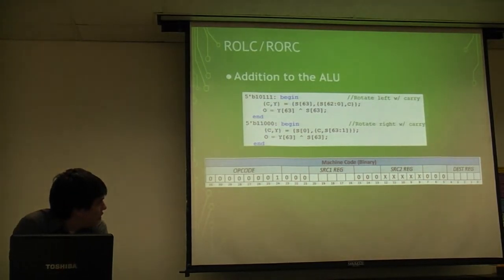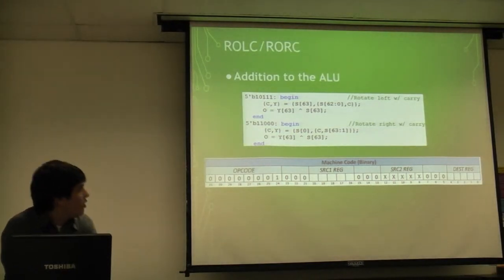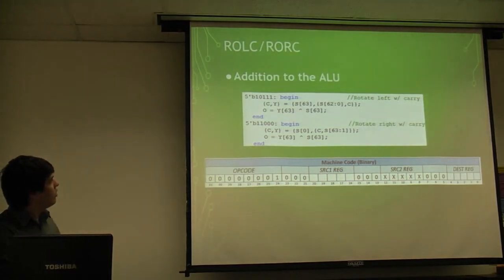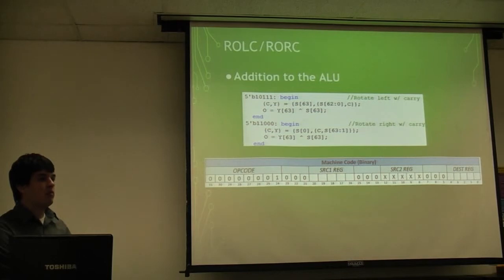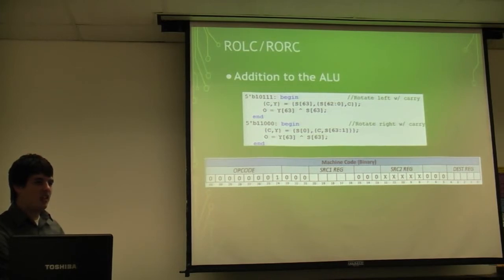The most significant bit of the value will get the carry bit, and the least significant bits will be 63 to 1, and the carry will get the least significant bit of the value. What's the O thing? Overflow? Oh yeah, that's overflow. So what exactly is overflow doing then in that case?